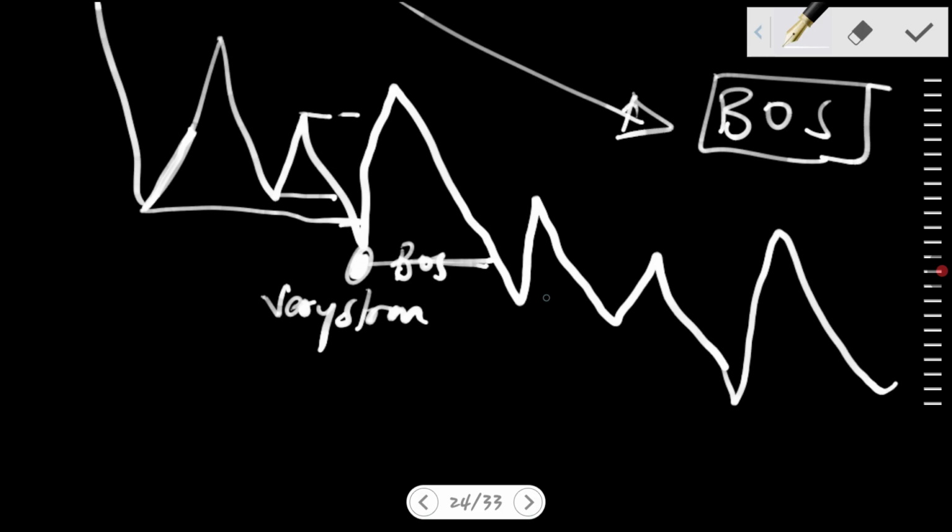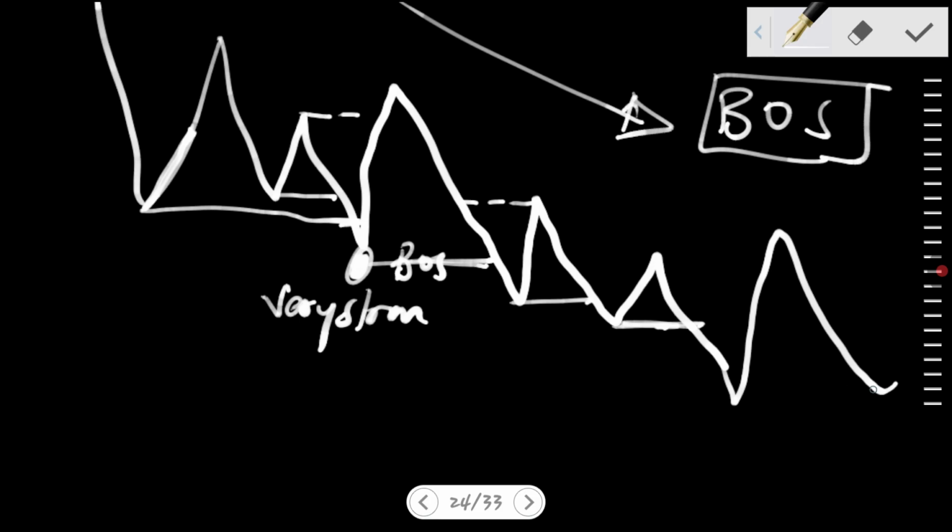Now, let's check. If you look at this, there was this break of structure here. For now, I'm considering it to be minor because I'm still analyzing. Now, there is also this break of structure. If you look at this break of structure here, it is not valid. This is an invalid break of structure, simply because the market did not take out anything like an inducement. This is also invalid simply because the market did not take out an inducement.